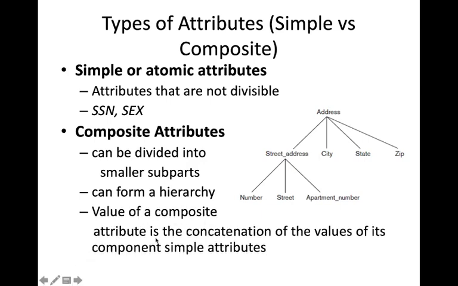The value of a composite attribute is a concatenation of the values of its component simple attributes. All these are known as simple attributes, and the value of the composite attribute is the combination of all of them. So this is the first type of classification: simple and composite attributes. Simple attributes are not divisible. City is a simple or atomic attribute. We cannot split city, state, zip code, or pin code further.